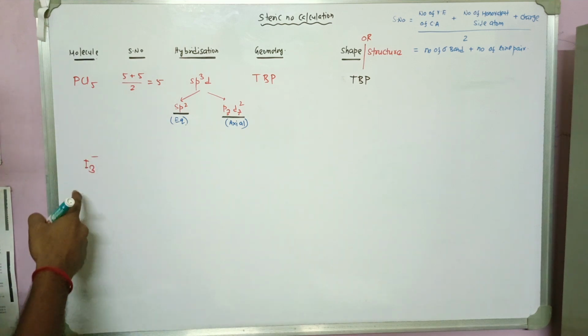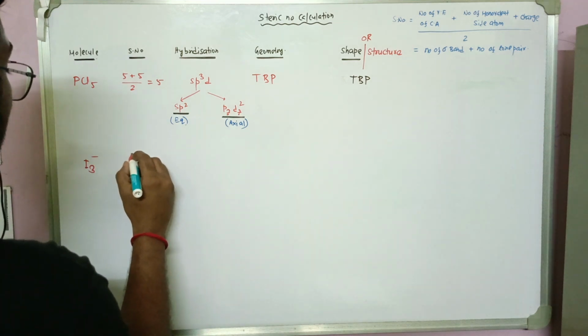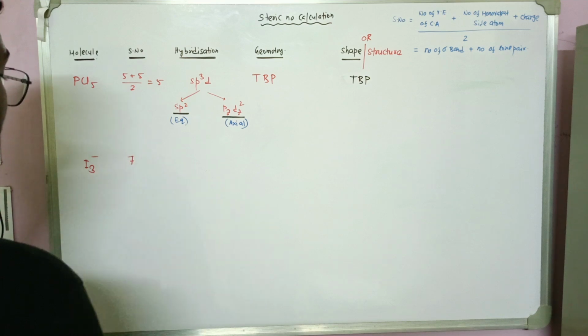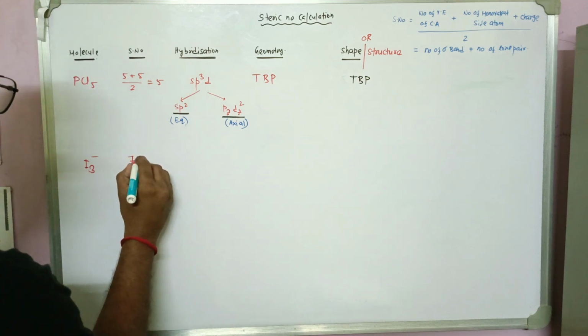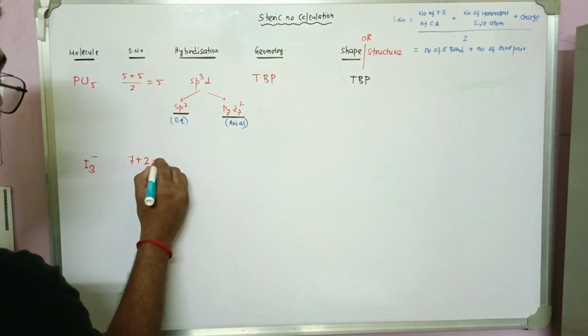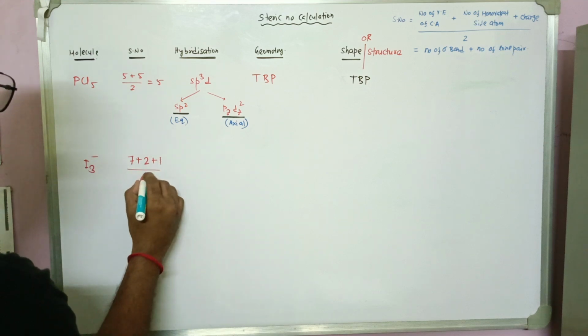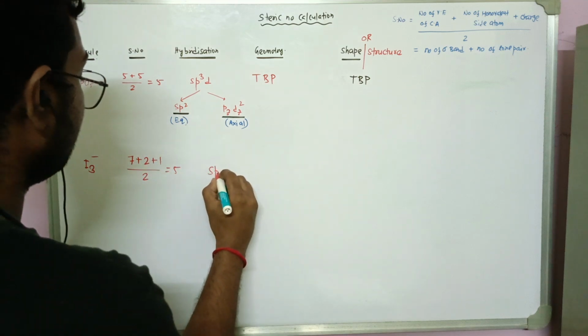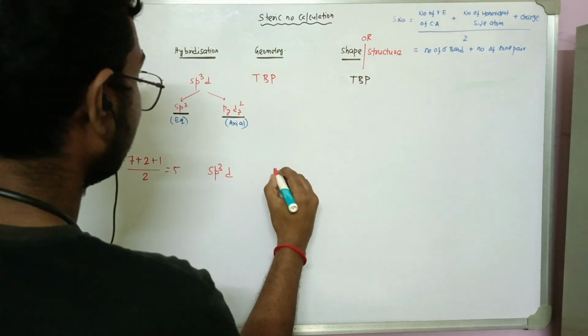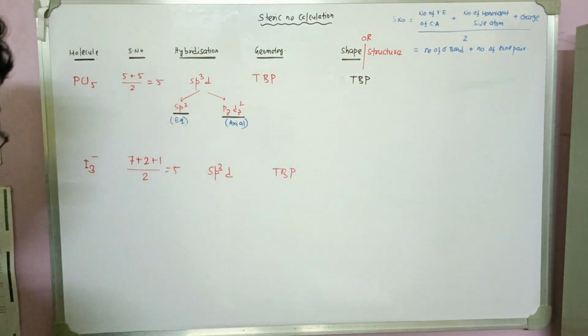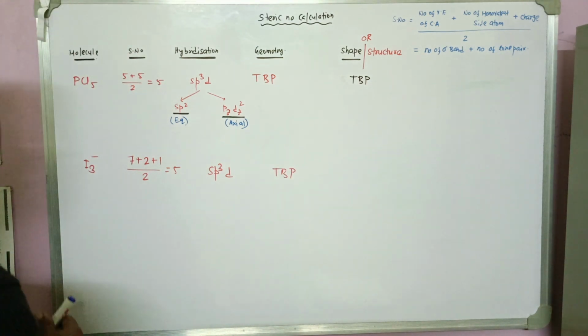So now let's discuss the I3- molecule. For the steric number calculation, the valence electrons of iodine, 7, plus 2 side atoms of iodine, plus 1 for the charge, divided by 2, that is 5. So the hybridization will be sp3d, and the geometry will be TBP. But what about the shape? So we have to calculate the lone pairs.